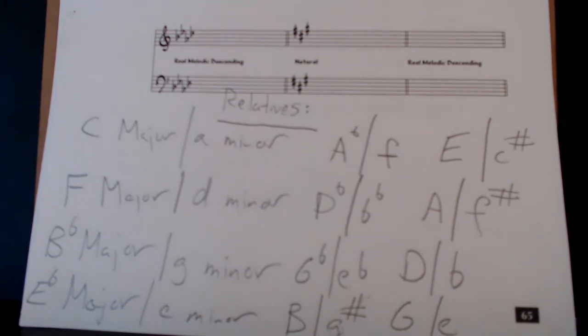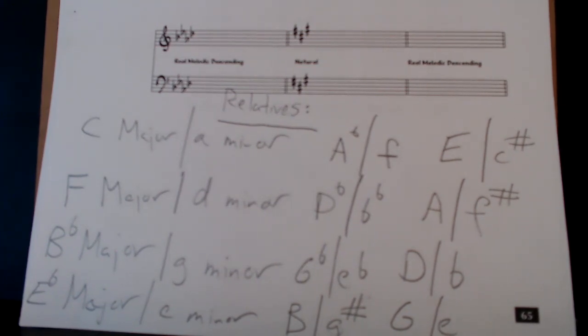C major and A minor will have the same key signature, and that is nothing. F major and D minor will both have one flat, B flat. B flat major and G minor will both have B flat and E flat. E flat major and C minor will both have three flats, B flat, E flat, and A flat. Okay, and then I abbreviate a little bit here using that notation we just talked about.